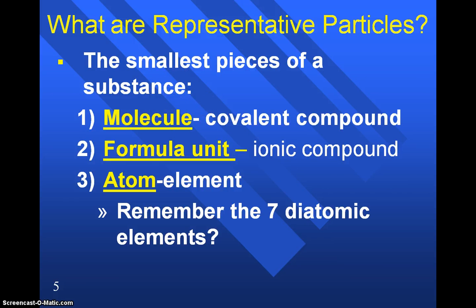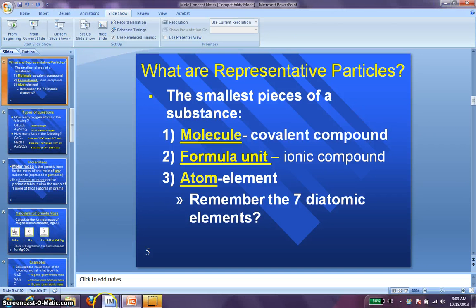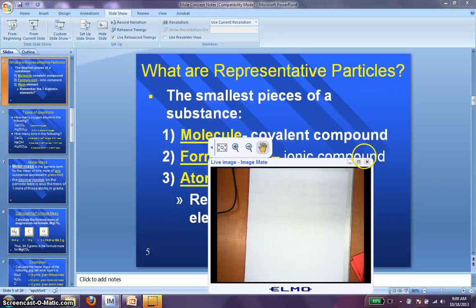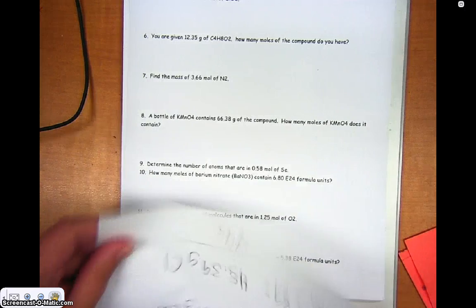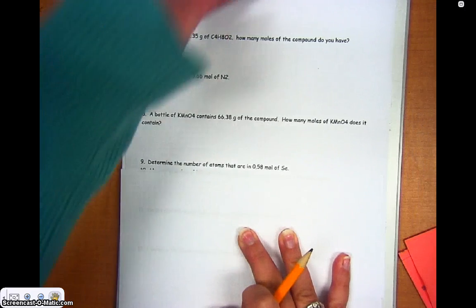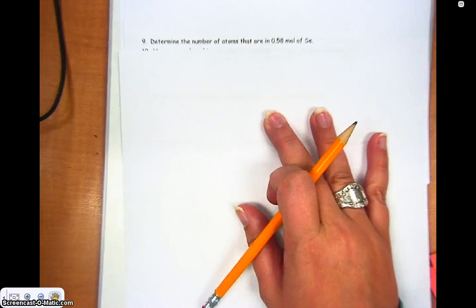Now let's do a few examples looking at some of the math that we need to use to go back and forth between these different amounts of things. So let me open up the Elmo here. Okay, I've got some example problems here. Let's just look at this one right here, number 9. Number 9 says, determine the number of atoms that are in 0.58 moles of selenium. Let me zoom in a little bit so you can see that better.